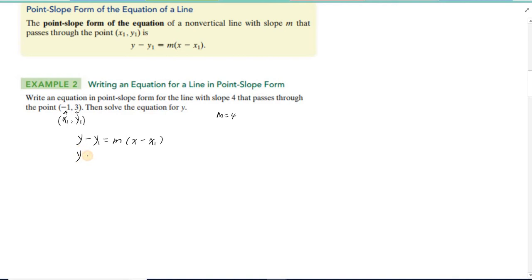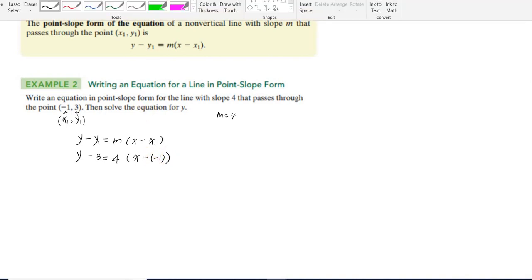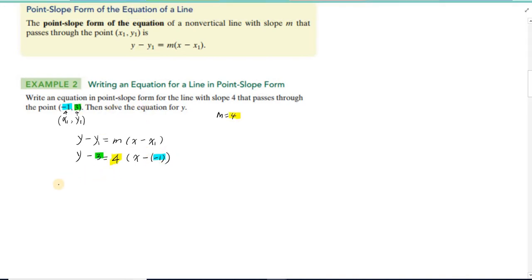So I'm going to have y minus y1, which is equal to 3, and m we said is 4, and then we have x minus x1, that will be -1. Let me just highlight it really quick. The rest of the stuff is just going to simplify. That will be y minus 3 equals 4 times x plus 1. Because I want you to write the equation in point slope form, this is point slope form, so that is your solution.